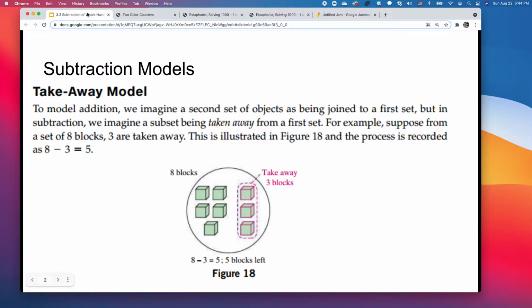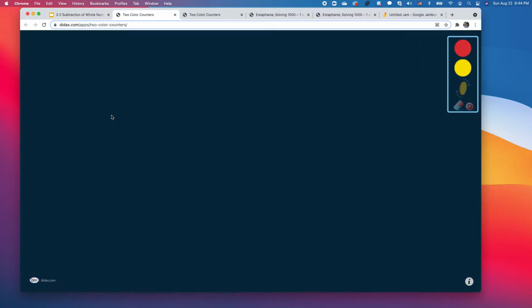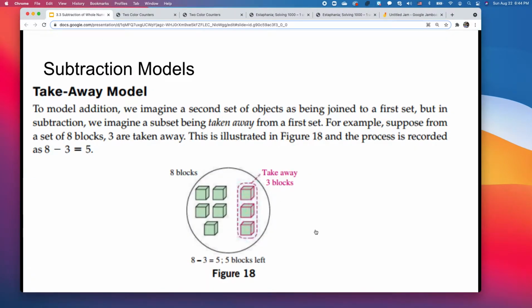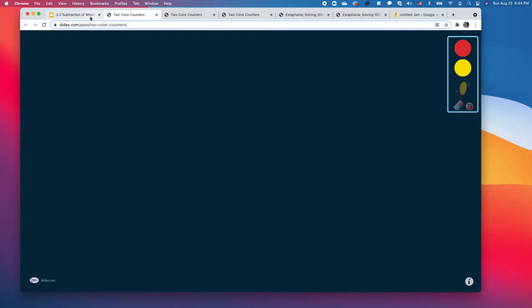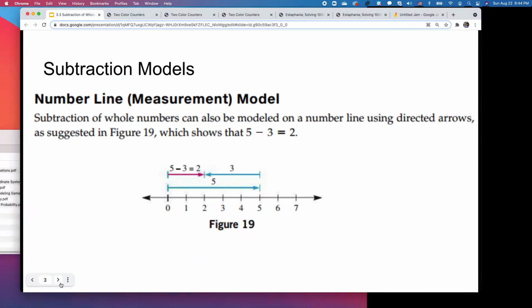Why is it not connected? Hold on. Okay. It's not letting me use it. Okay. We already did that. Why is it not going? Okay, sorry.